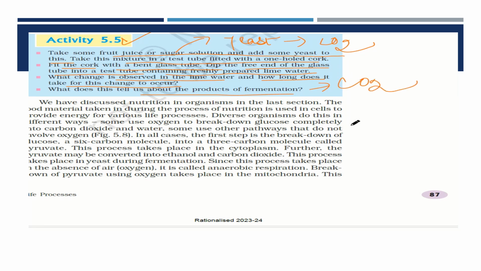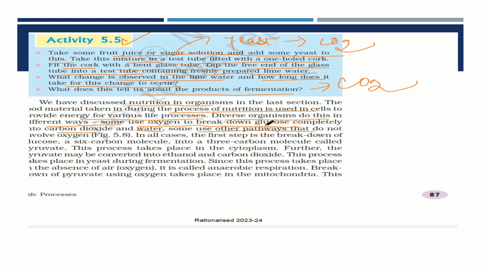In the last class, we already studied nutrition in organisms. We said that the process of nutrition is used in the cells to provide energy to various life processes. How we get that energy, we discussed in the previous slides, where we said that respiration is a process which helps us produce energy with the help of oxygen that we inhale during inspiration. Diverse organisms do this in different ways. Some use oxygen to break down glucose to get carbon dioxide and water. Sometimes the pathways vary.